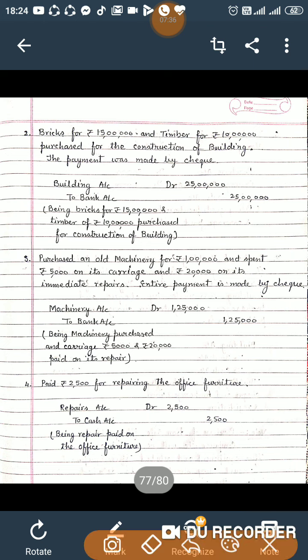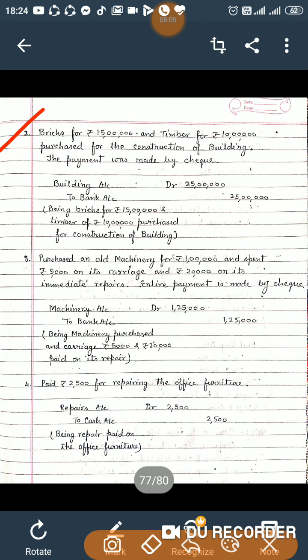Now the next example, the second example I'm taking: bricks for rupees 15 lakh and timber for rupees 10 lakh purchased for the construction of building. The payment was made by check. So bricks and timber are going to be used in constructing a building. So construction of a building is an asset for the business.